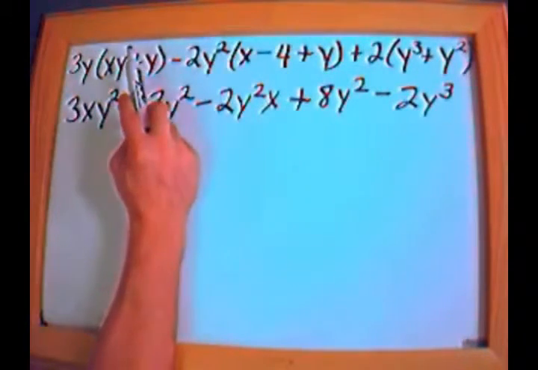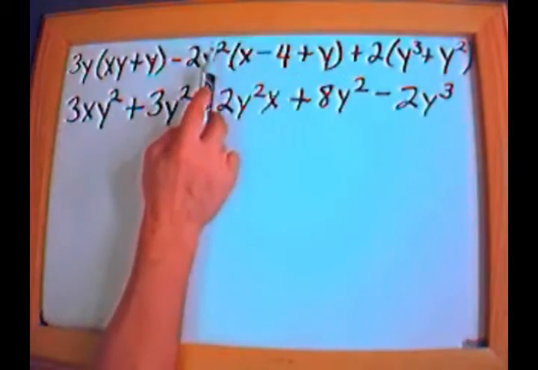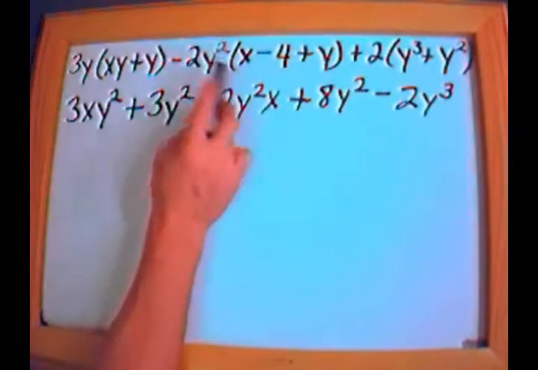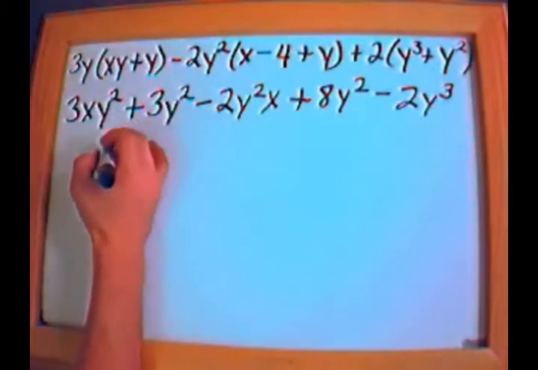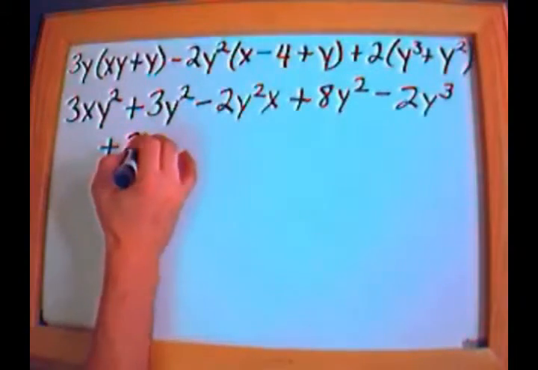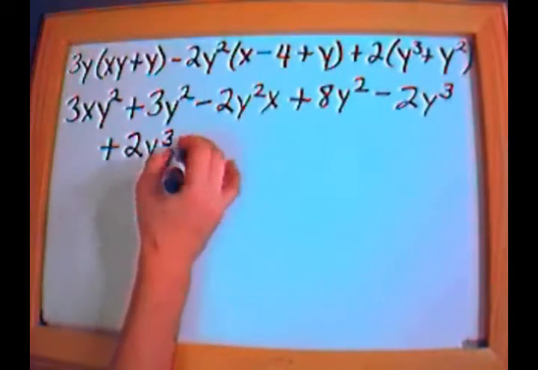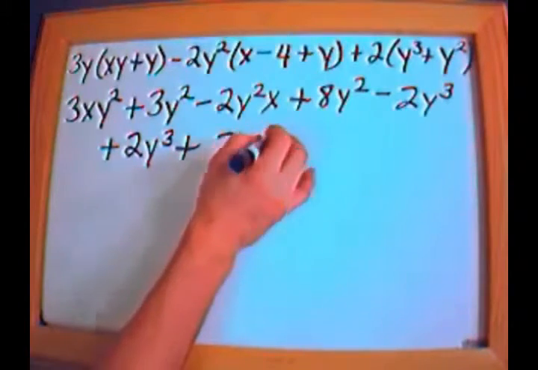And also back in our video on exponents, when you have variables multiplied together with exponents, you can just simply add the exponents. So 2 plus 1 is 3. That's why I got that. I'm not done yet. I've got a plus 2 times y cubed is simply 2y cubed, plus 2 times y squared is simply 2y squared.